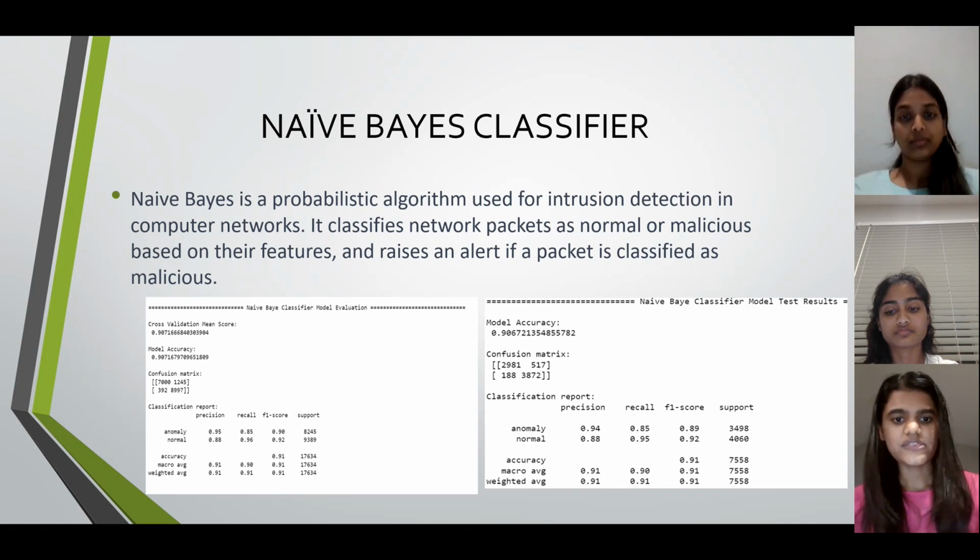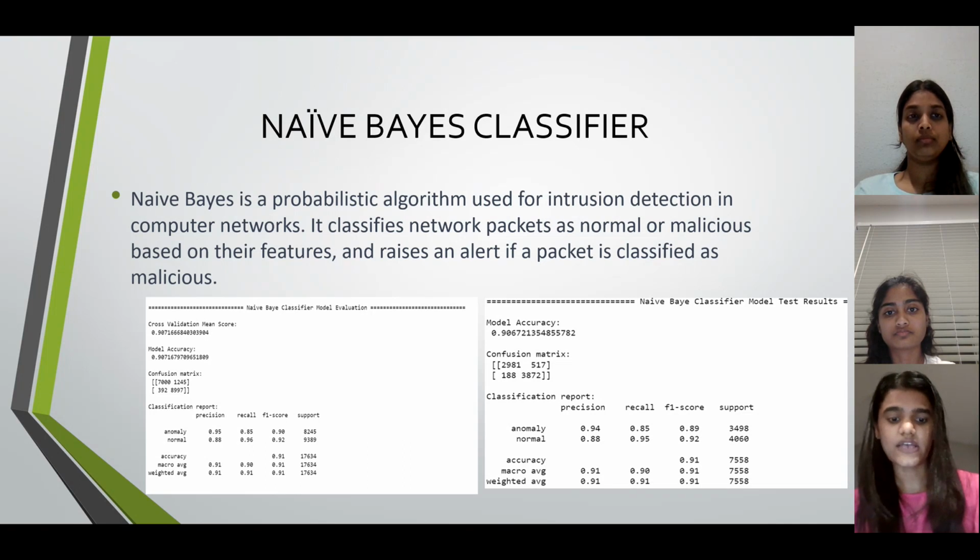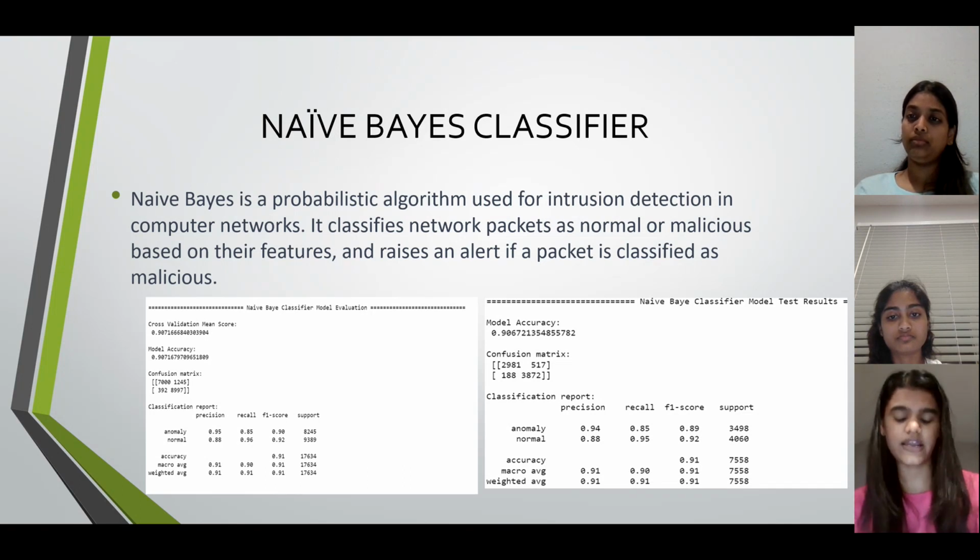During training, the algorithm estimates the prior probabilities and the conditional probabilities for each attribute. Once trained, the model can be used to classify new packets as normal or malicious by selecting the class that has the highest probability given the attribute values. Naive Bayes can be fast and efficient for high-dimensional data, but it may suffer from the assumption of attribute independence and may not capture complex relationships between attributes and the target variable. And these are the cross-validation mean score and the confusion matrix used by the naive Bayes classifier.